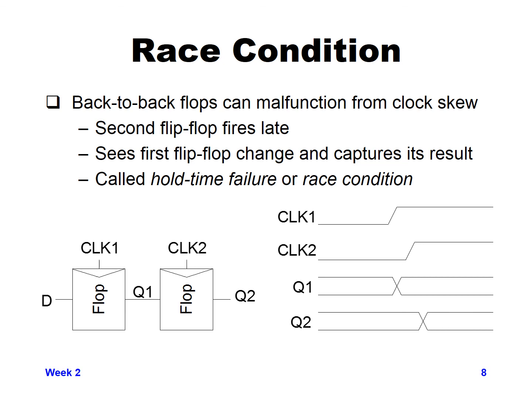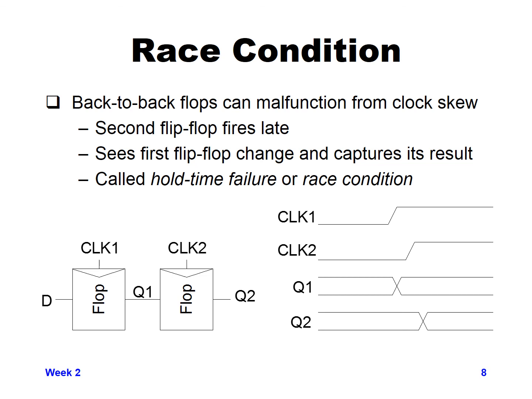So if D was a 0 and Q1 was a 1, and clock goes from low to high, then the 0 at D would go to Q1 and be a 0. The 1 at Q1 would go through and now be a 1 at Q2. So we would now have a 0 at Q1 and a 1 at Q2.